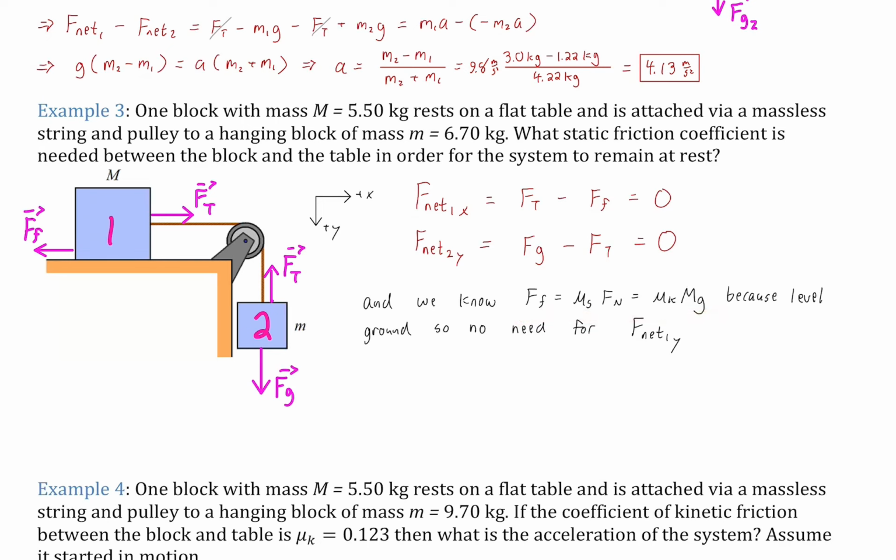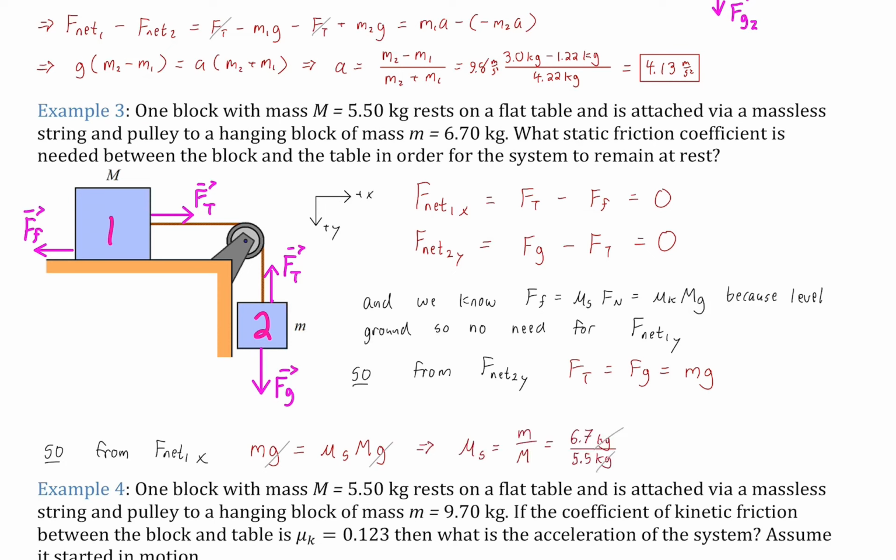All right, so then I'm going to go back to F net 2y and write tension as just mg, because that's what it is, right? Tension is just equal to mg. And again, this only works because the system is not accelerating. Otherwise, it would not be equal to mg. All right, and now finally go back to the first net force equation, F net 1x. Then I have that the tension, mg, is equal to F F, the friction, which is just mu s big Mg, g cancels, and then my friction coefficient is just little m over big M.